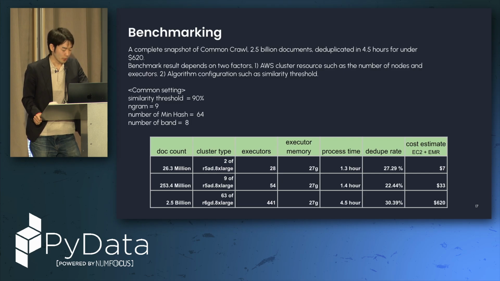In this benchmark, I used the 90% similarity threshold, and for the bottom row of the table, the 2.5 billion document count, I used 63 nodes of AWS x large EC2 instances that consist of 441 executors. Each executor contains 27 gigabytes of memory.